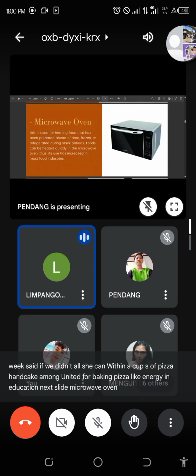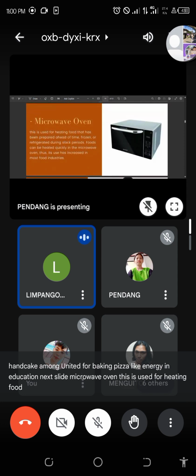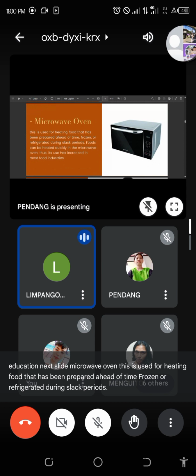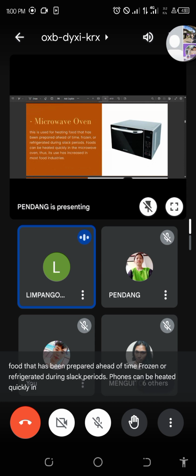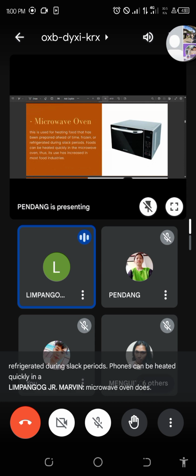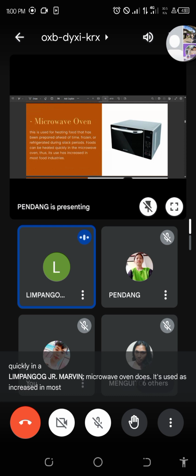Microwave oven. This is used for heating food that has been prepared ahead of time, frozen or refrigerated during slack periods. Foods can be heated quickly in a microwave oven, thus its use has increased in most food industries.